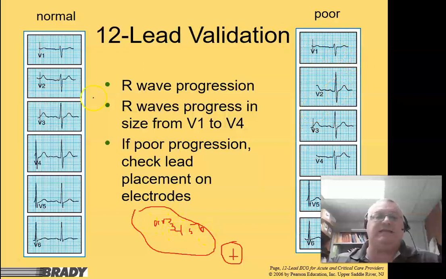Now, that's not always the case, but most of the time, and look at the difference here. So I've got V1 that's kind of short, then really tall, really tall. Wait a minute, something ain't right. If we follow normal progression, this one should be a little bit taller than V3. So at this point I would double check my leads, because can it happen that way? Yes, it can. Is it rare that it happens that way? Yeah. The first thing I would do is check my leads.